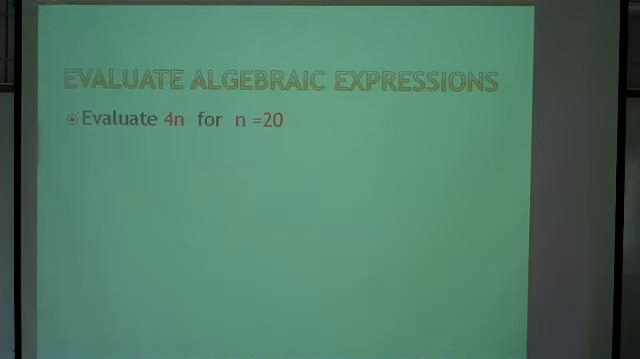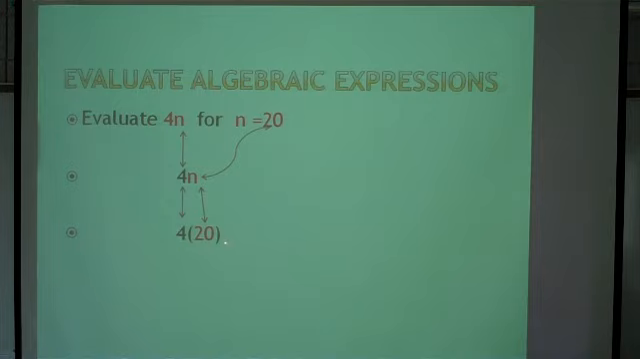Now we're going to evaluate 4n for n equals 20. Remember, when they're side by side, that signifies multiply. We're going to multiply 4 times n. 20 is going to go in for n, then we're going to be able to multiply and get an answer. We have 4n. 20 substitutes for the letter n, thus giving us 4 times 20.